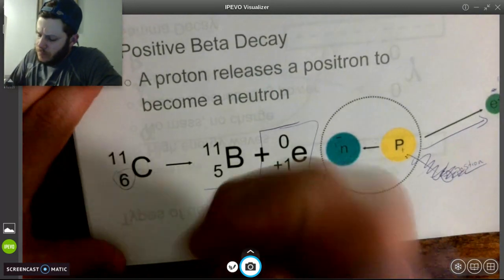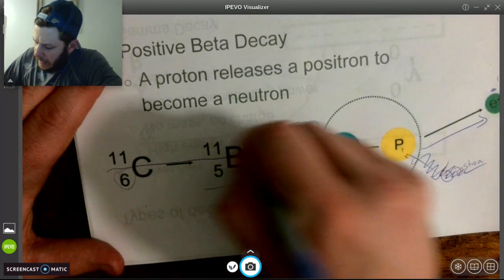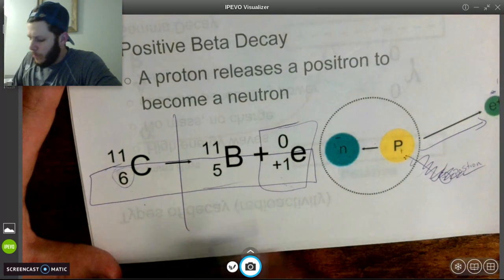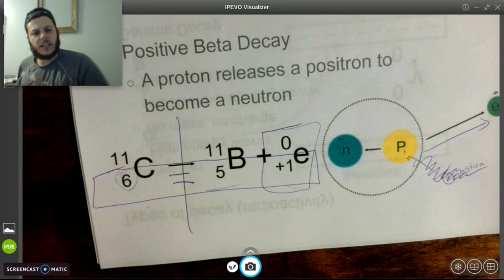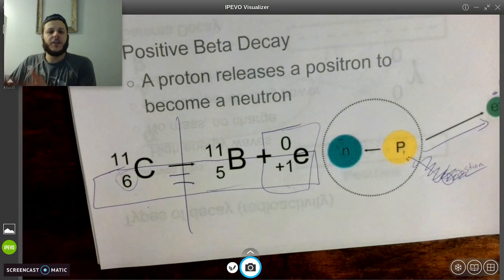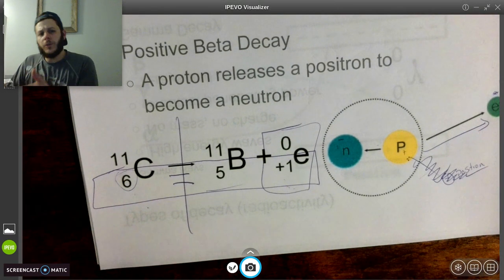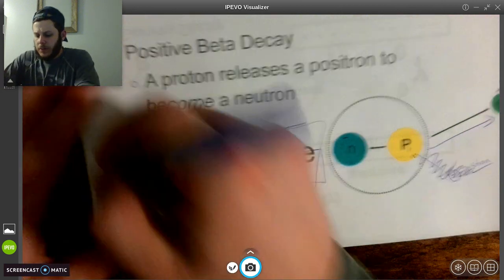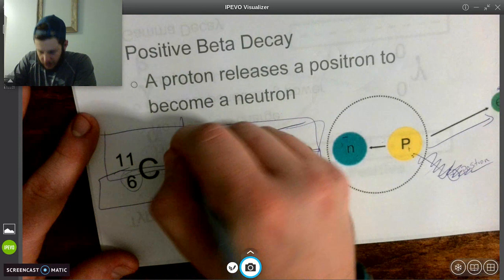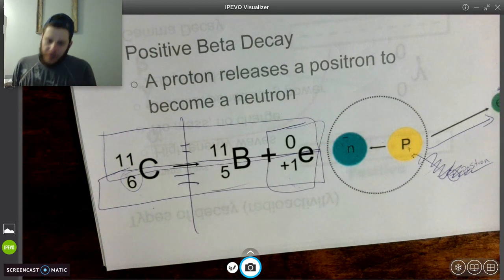Okay, so again, we can look at it like this. Just doing math. Do all the bottom numbers on the left side and the right side of the equation match up? Of course they do, right? 6 is equal to 5 plus 1. And we know that we've balanced this out. All right, do all the top numbers make sense? 11 equals 11 plus 0? Yeah, that makes sense too.